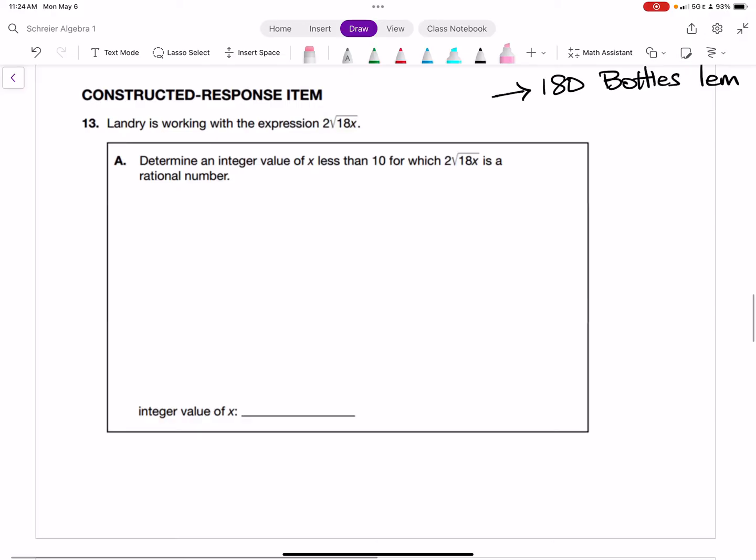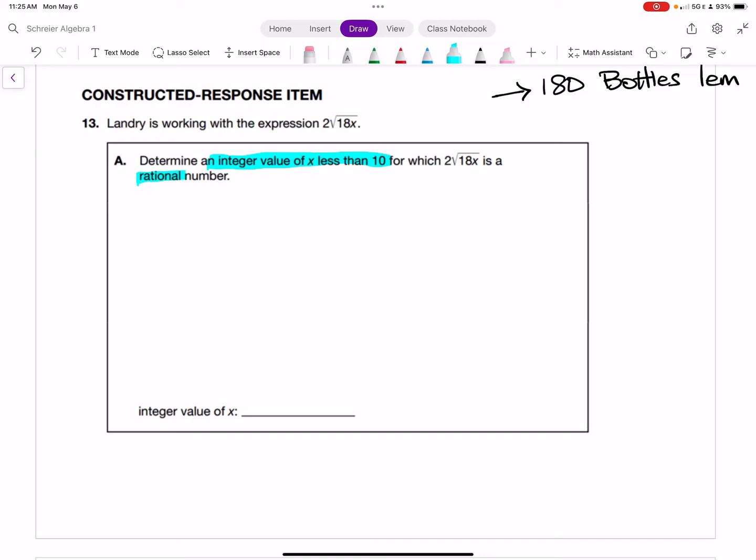Now we're going to go to the constructive response questions. So in the constructive response questions, you want to make sure that you create your answer. So you don't have an answer choice anymore. Now you have to create an answer. Remember, you have as much time as you need to take on these, so take the time to get something out of the problem. So we have Landry, and he's working with the expression 2 root 18x. We want to determine an integer value of x less than 10 for which 2 root 18x is a rational number.